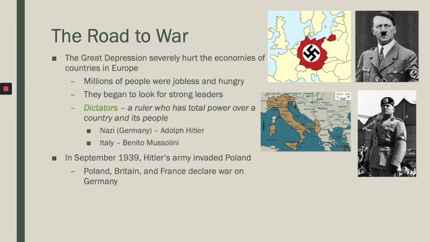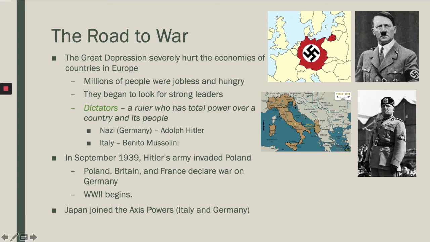So Poland, Britain, and France, they declare war on Germany, which means now we have several countries and World War II begins. Japan, they end up joining the Axis powers, which consist of Italy with Benito Mussolini, Germany with Hitler, and then Japan. So those three countries would be the Axis powers. You should write those down. Axis powers: Japan, Italy, and Germany.